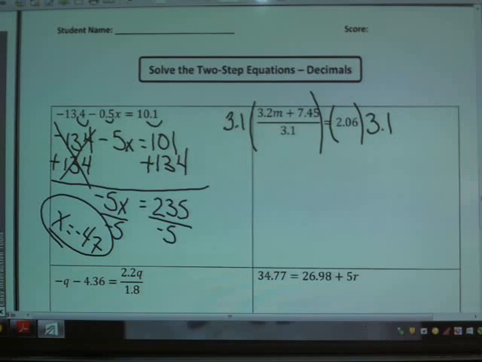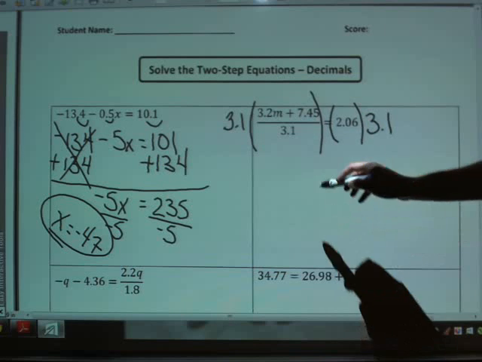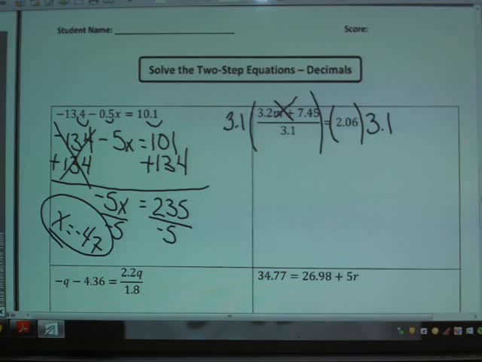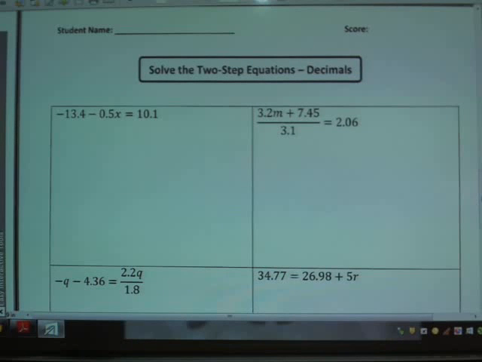Now, if you're having a hard time seeing why we're multiplying by 3.1 here, pretend the top for just a minute just said x. Say it said x divided by 3.1 equals 2.06. It was just a one-step equation then, and we would multiply by 3.1 on both sides because that is what undoes my division. Well, it's the same idea, except the top's just got more to it. Right? It doesn't hurt anything that we're actually multiplying there by the 3.1. So, let's go ahead and do that multiplying by 3.1 now.